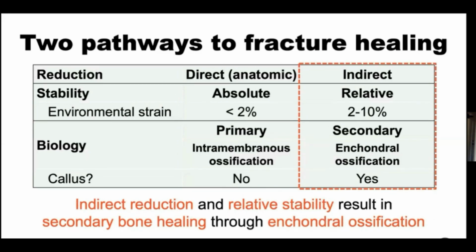And the second type is shown in the right-hand column, where you have an indirect reduction, which gives you approximate or acceptable alignment based on the reduction you get in the operating room, but also what you know to be acceptable for that bone, that location. And then it imparts relative stability to the fracture site, where there's a moderate amount of environmental strain or motion at the fracture site, which is controlled, but certainly still there. And then this results in secondary bone healing through endochondral ossification, which is that cartilage model. And as a result, what we see on x-ray is the presence of callus at the fracture site.